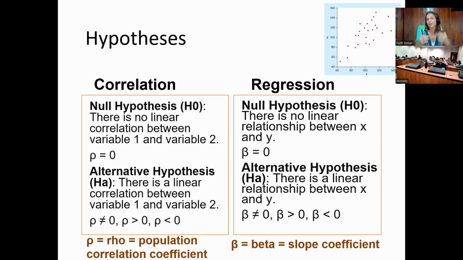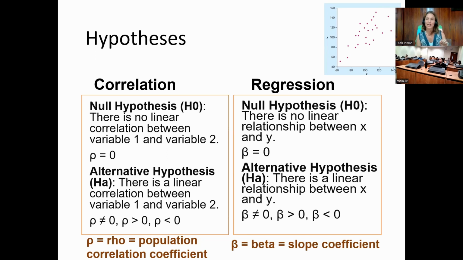The alternative hypothesis is that there is a linear correlation between variable 1 and variable 2, or rho is not equal to 0, or you could state it as rho is greater than 0 or rho is less than 0, depending on whether this is a two-tailed, not equal to 0, or a one-tailed hypothesis, greater than or less than. For regression, the null hypothesis is that there is no linear relationship between X and Y. It's kind of the same, but a little bit different.